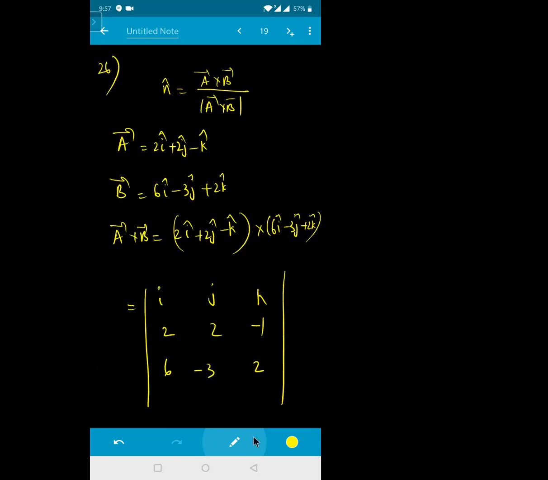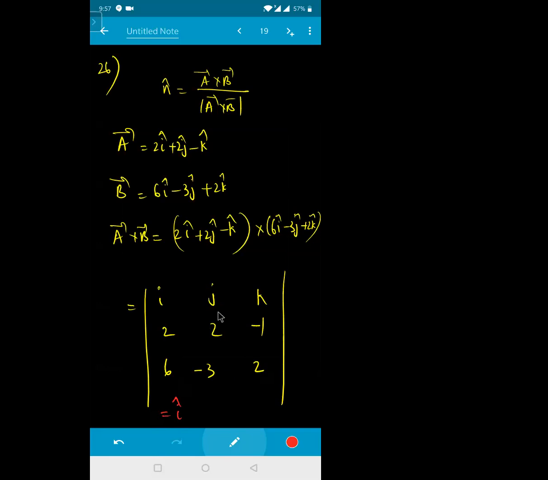If I need the value of i, I close the i column and cross multiply. 2 2s are 4, minus of minus will be plus, so 3 1s are 3. That becomes 4 minus 3, which is equal to 1 i cap.